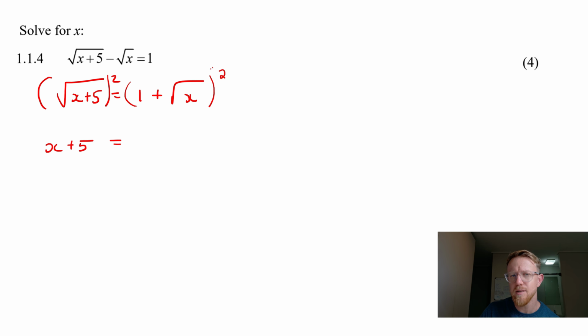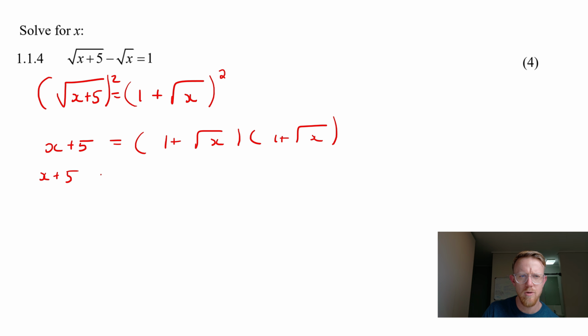Now on the right, many learners make a mistake here. They think, oh, I'll just put the 2 on the inside and on the inside there. No, you want to make 2 brackets. So you're going to get this and that. Now we're just going to multiply the 2 brackets together. So it's going to be 1 plus square root x plus another square root x plus.